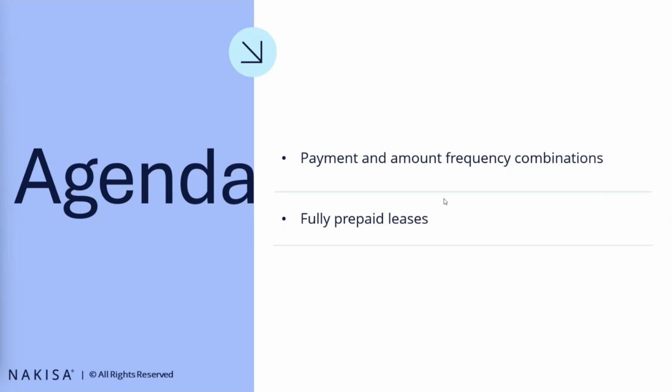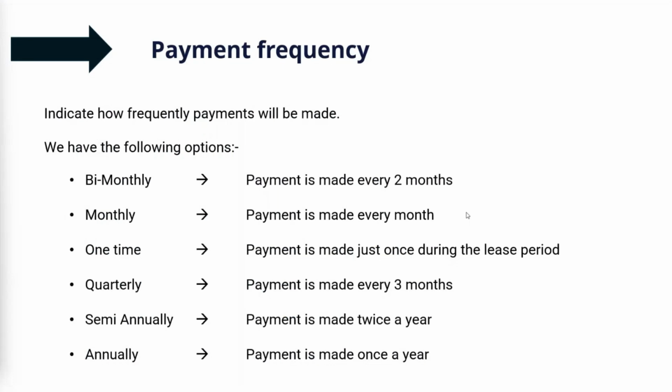Let's start with the payment frequency and amount frequency combination. What is a payment frequency? Payment frequency indicates how frequently the payment will be made. So we have the option to set the payment frequency as bi-monthly if we are making the payment every 2 months.